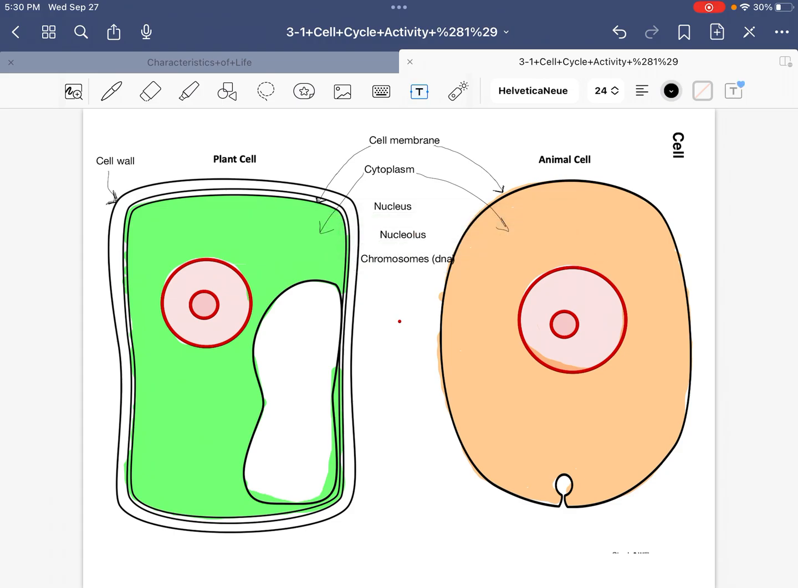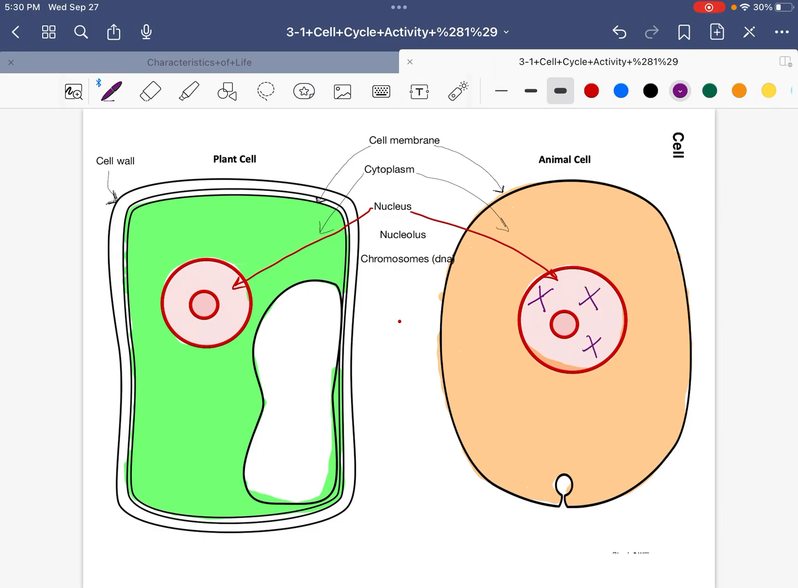Okay, so the nucleus is this whole shape right here. So that's the nucleus, okay? Inside the nucleus contains our DNA. All right, so we've got DNA that I'm going to draw in the shape of chromosomes.